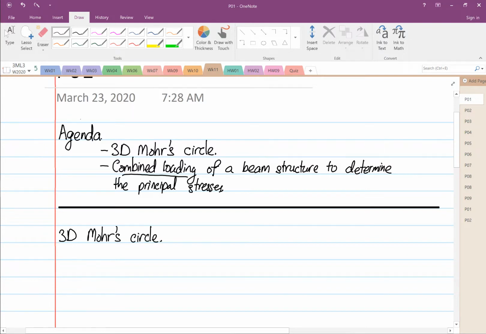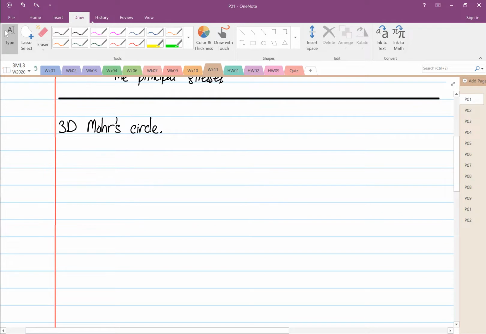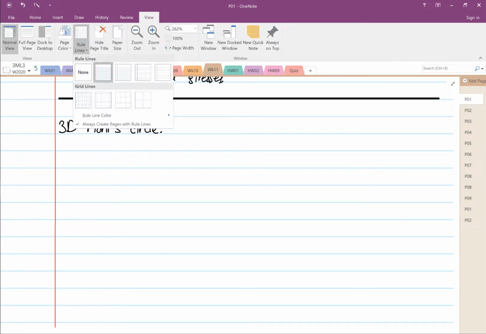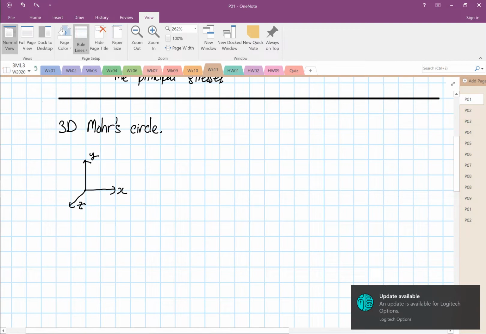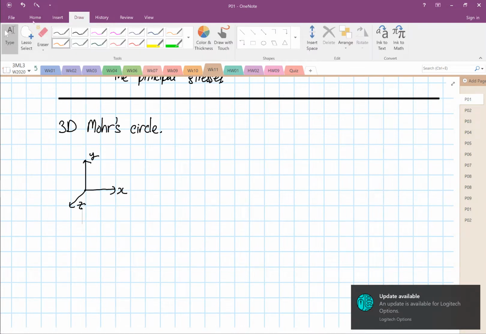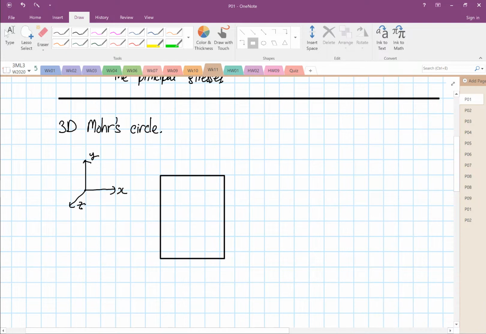So now the element will become a cube. Okay, so we're going to construct a cube now. So again, transformation is still the same. This is x, y, and this direction is our z. So we're going to sketch out a cube. Okay, so this is our cube, with these surfaces.